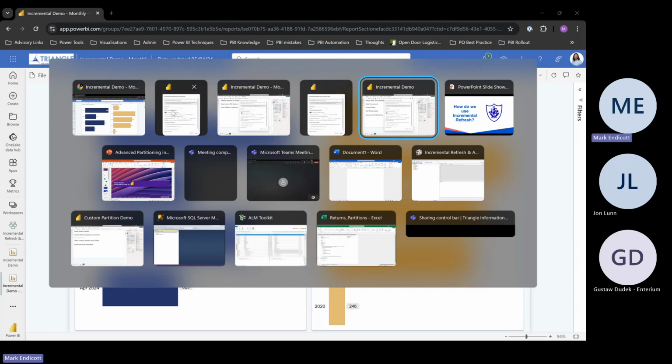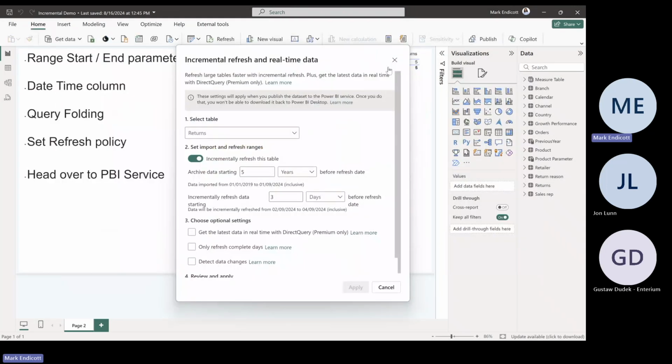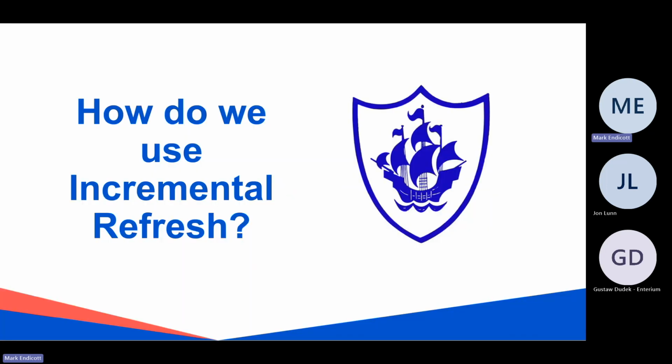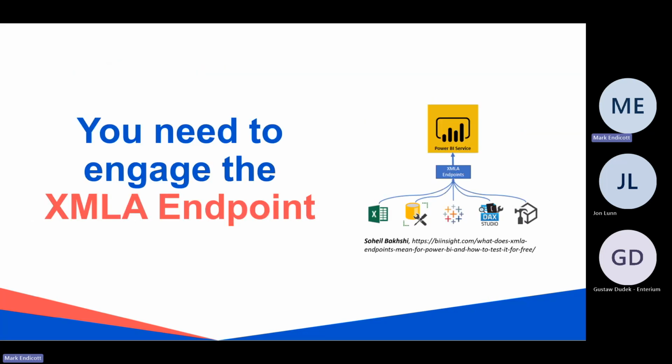Cool. Let me just close some of these windows down, otherwise we won't have the easiest of presentations in a second. Okay. So the next part of the talk, we are going to basically frame it around these 2 questions. What happens if your first refresh exceeds the maximum time allowed, and what happens if you need to update the model without overwriting the data? In both of those situations, you're going to need to use the XMLA endpoint.